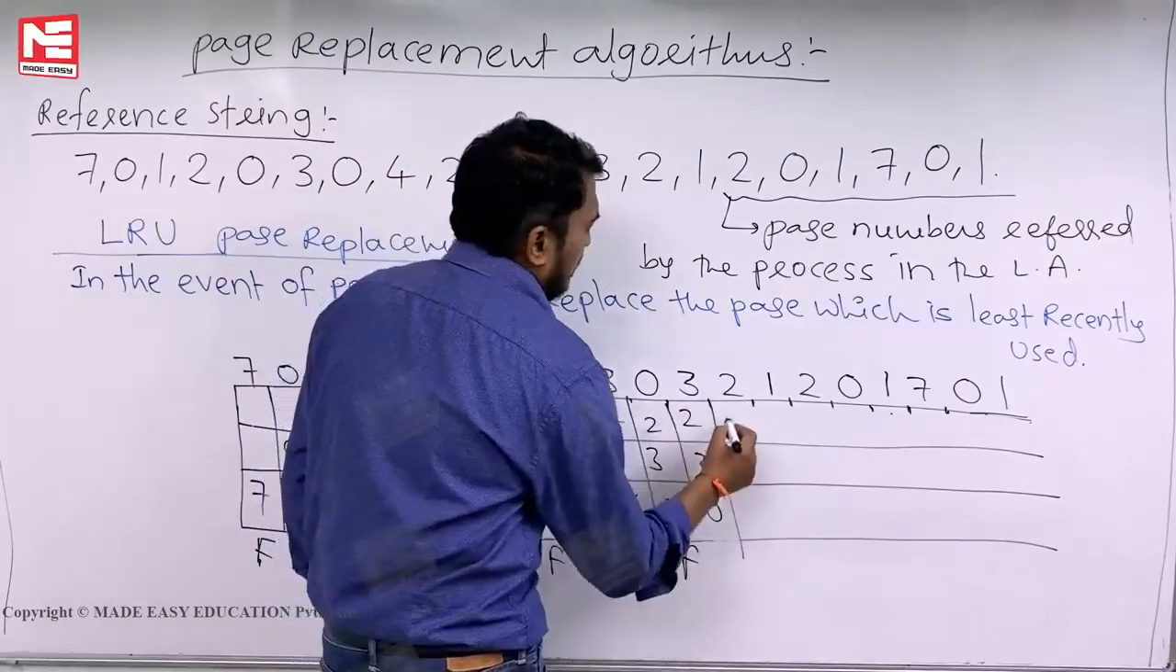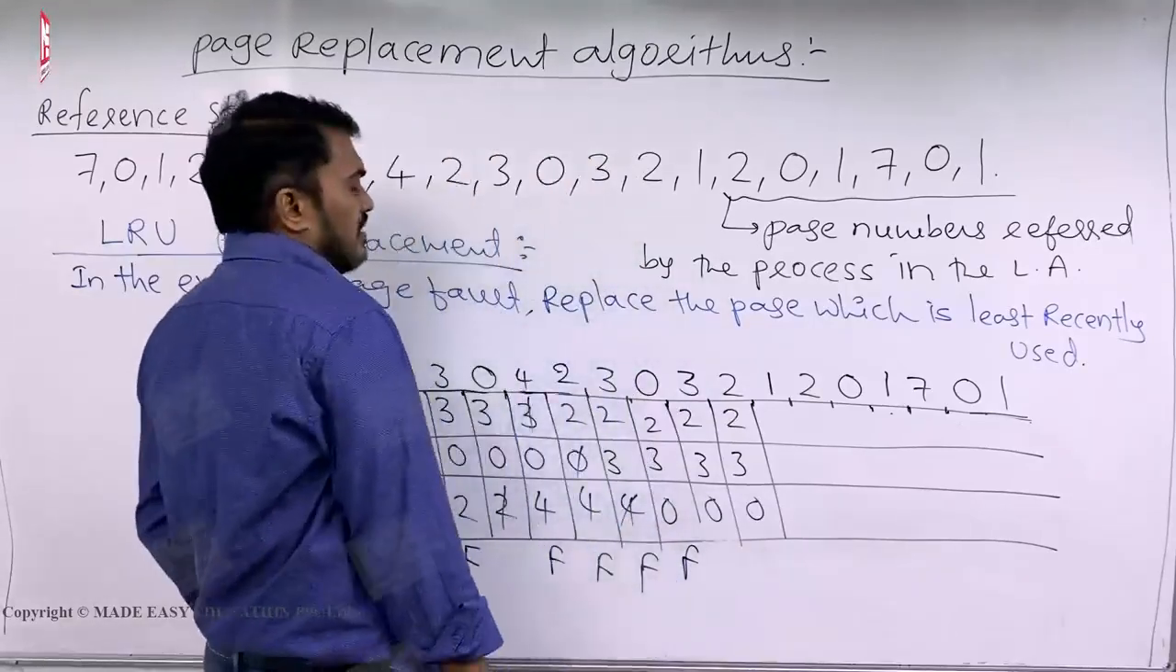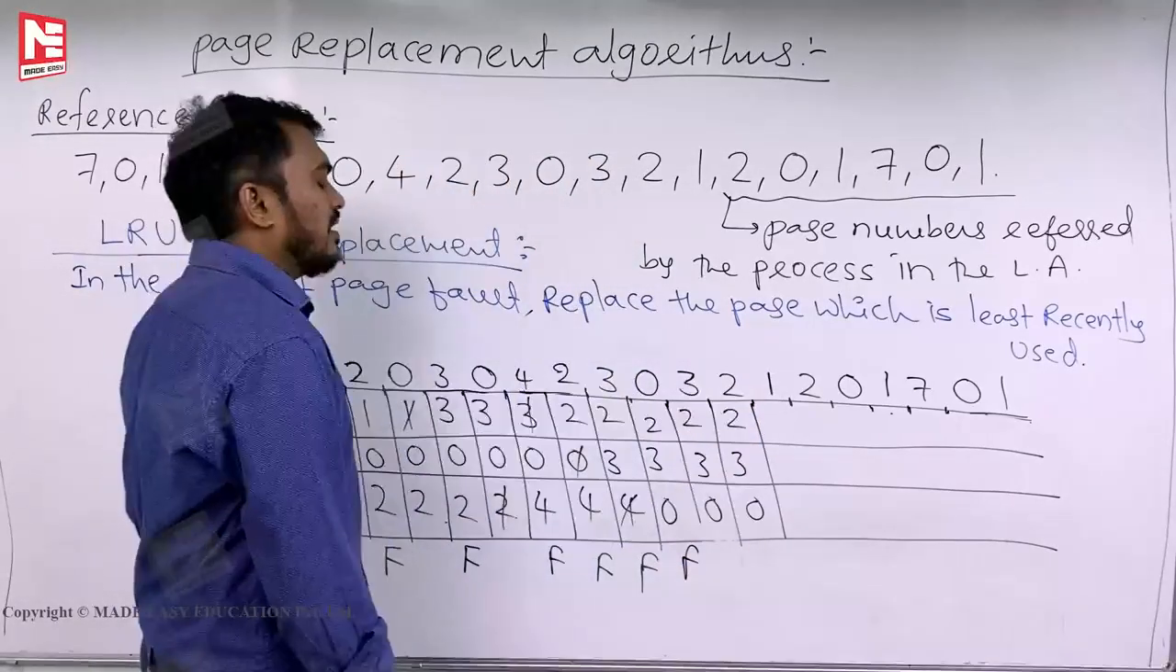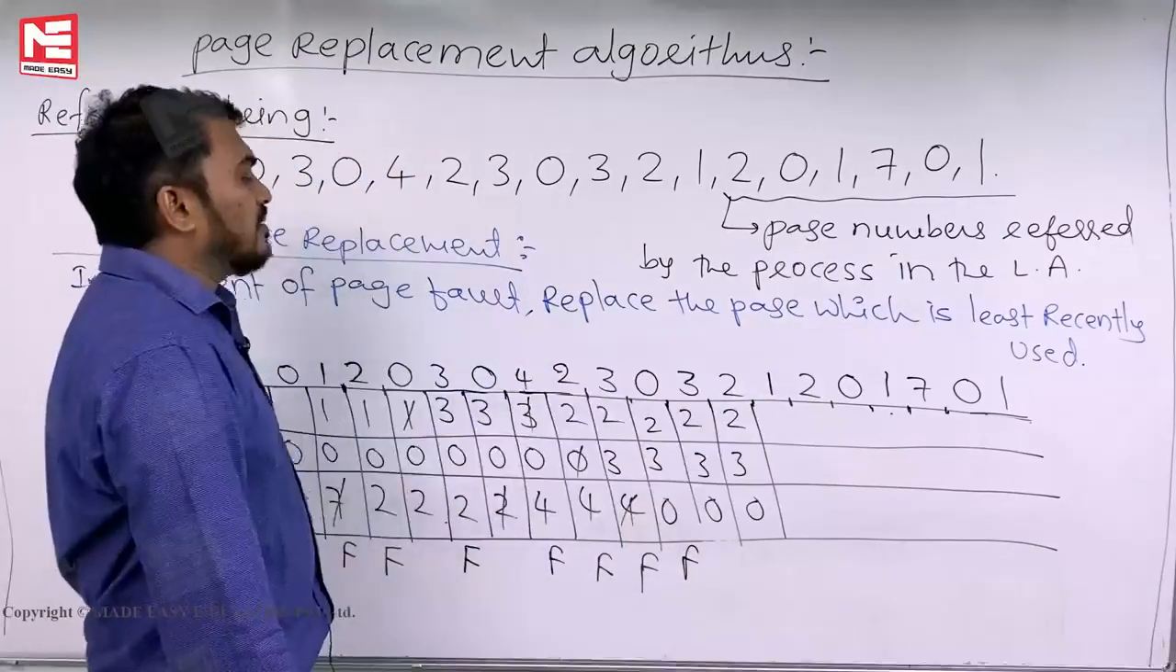So no page fault. Next is 2, which is available, so no page fault. Just copy as it is. Next is 1, which is not available. Which one do we replace?